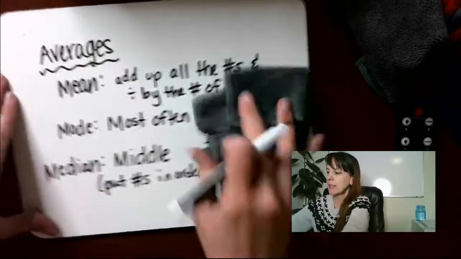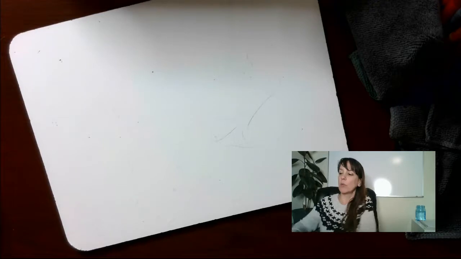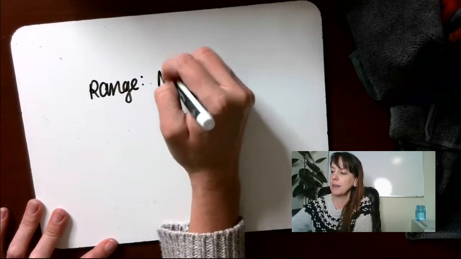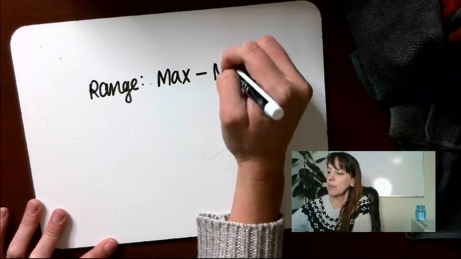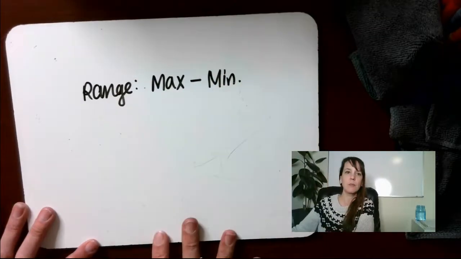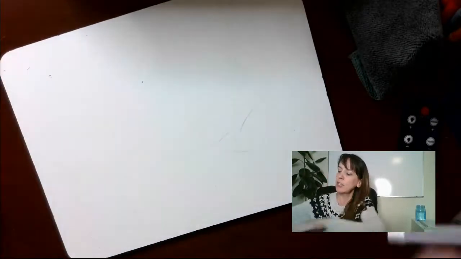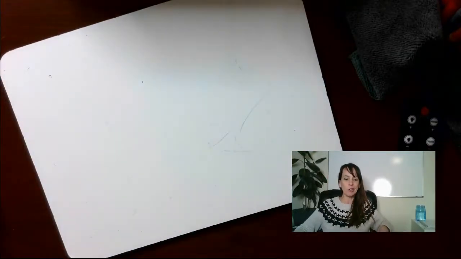All right, friends. So let's talk about how these go. Oh, and then range. This is your max minus your minimum. Okay, your max minus your minimum. So with all of these, it's a good idea to put all your numbers in order.